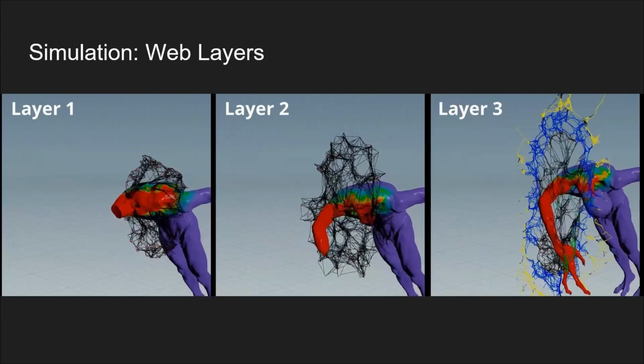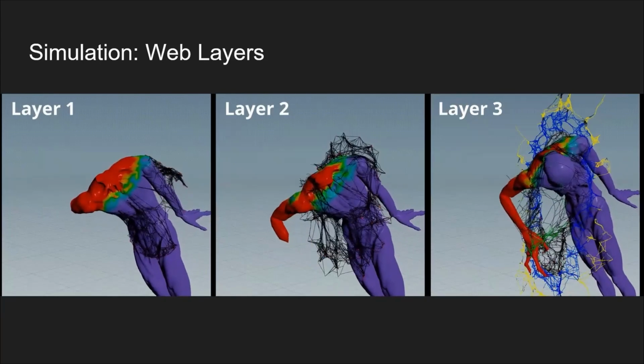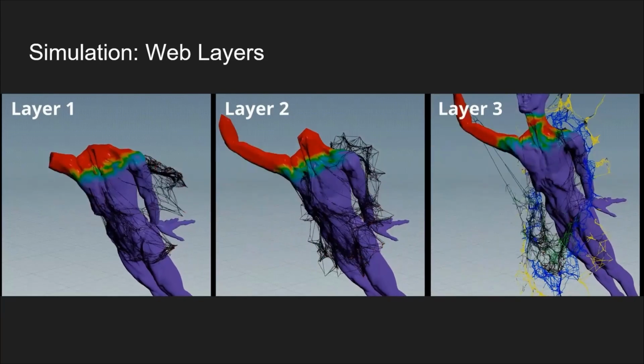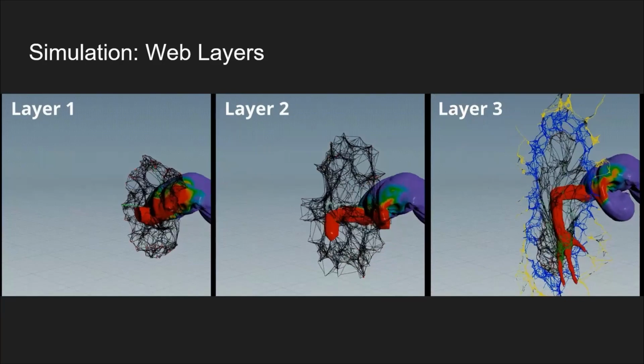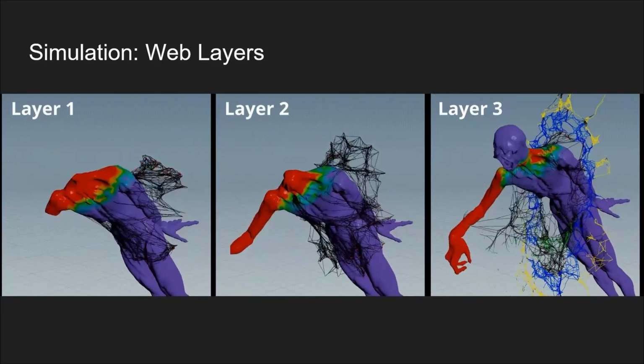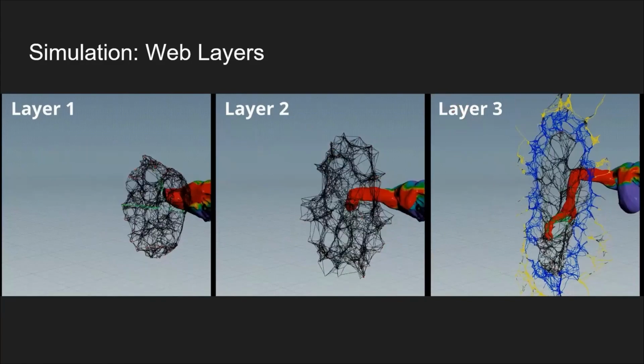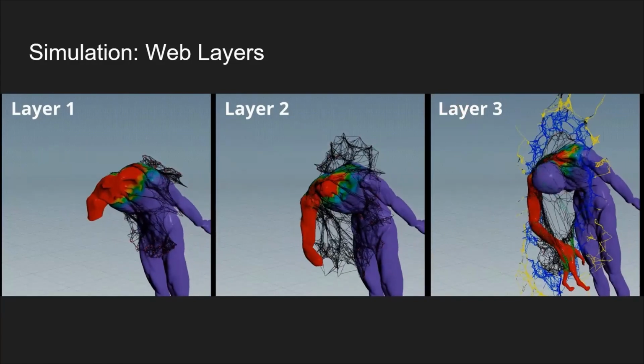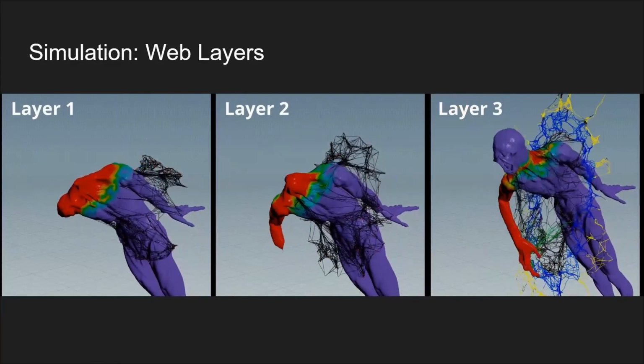And on layer 3 over here, the head is purple because I don't want the webs to slide off of the head. And there I specifically keyframed the exact moment I want the welds to break there. So that gave me a lot of control that I needed.